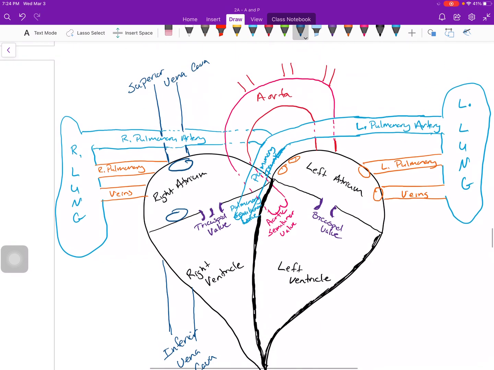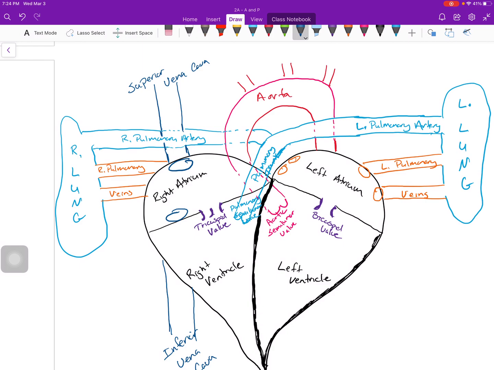All right, and so in looking at this, I have my four chambers, my right and my left atrium, my right and my left ventricle. I have the valves, the atrioventricular valves that connect them, tricuspid on the right, bicuspid on the left. I have my semilunar valves, pulmonary semilunar going up to the pulmonary trunk, which branches into the left pulmonary artery going to the left lung, then to the right pulmonary artery going to the right lung.